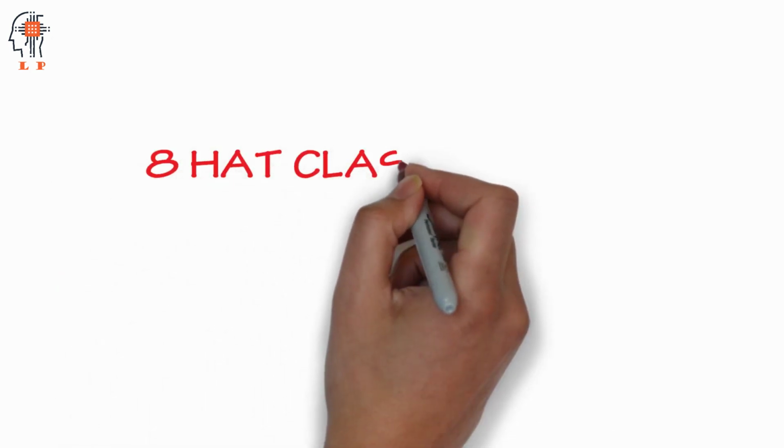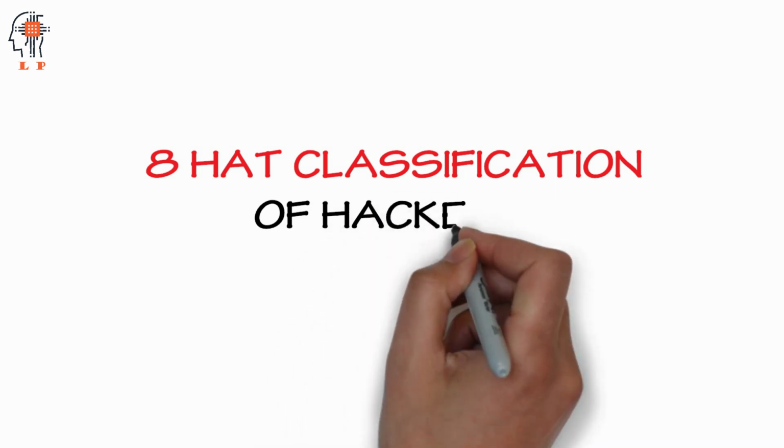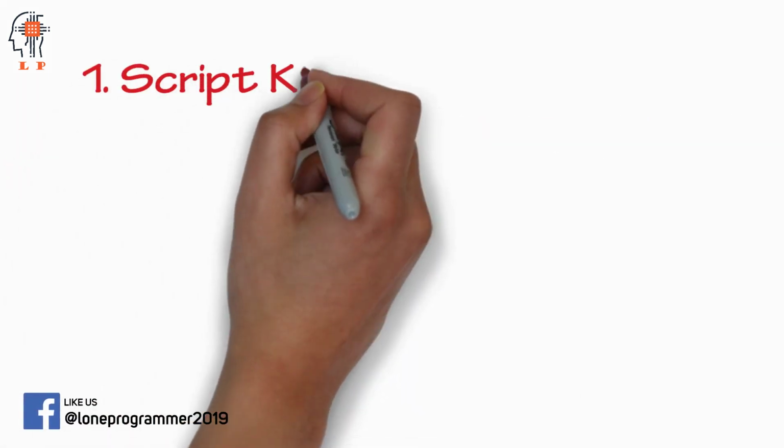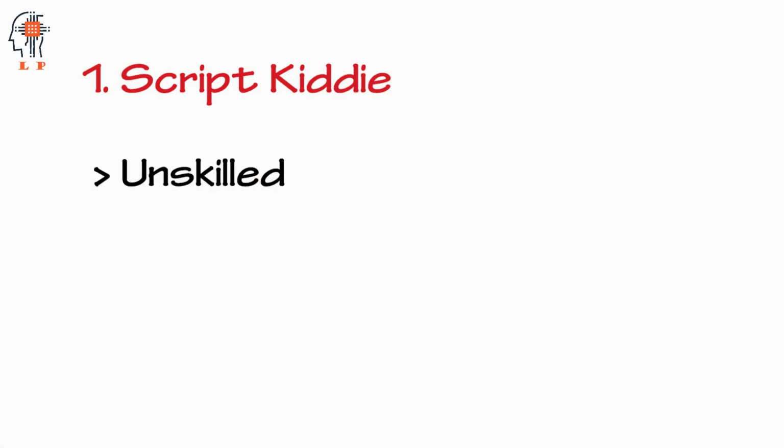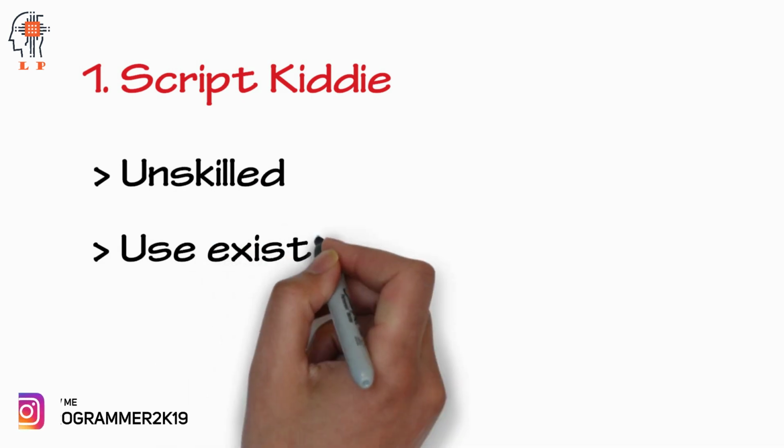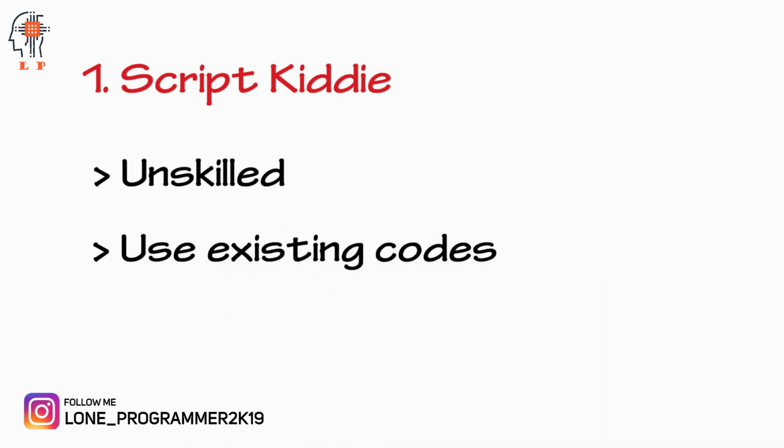So, let's dive into our topic, the 8 hat classification of hackers. Number 1. The Script Kiddie. They are unskilled hackers who lack the expertise to write their own code. They use existing codes written by other hackers to break into computers.